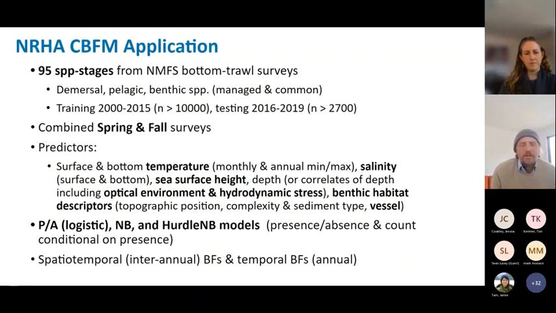And then in addition to the covariates, we have our spatiotemporal component, which includes a within-year, time-evolving spatiotemporal effect that accounts for differences from spring to fall, and then a separate long-term temporal effect to try and model longer-term fluctuations in species abundances. Next slide, please.